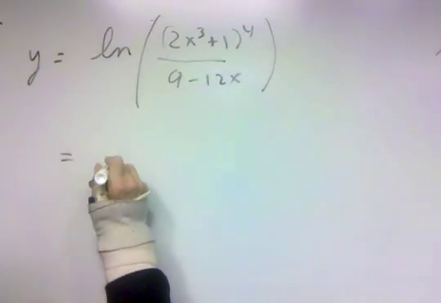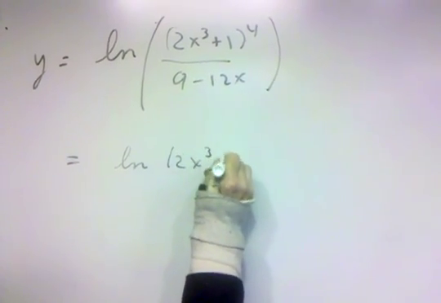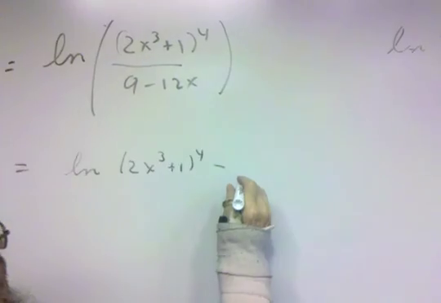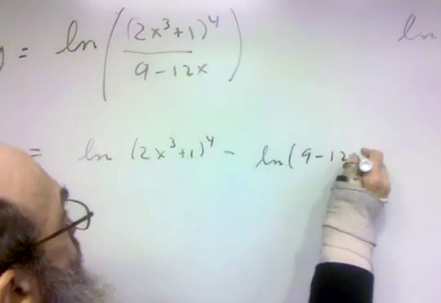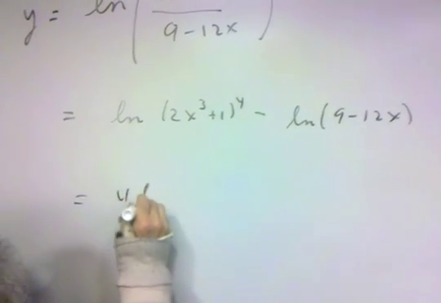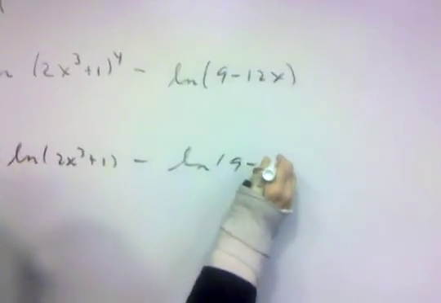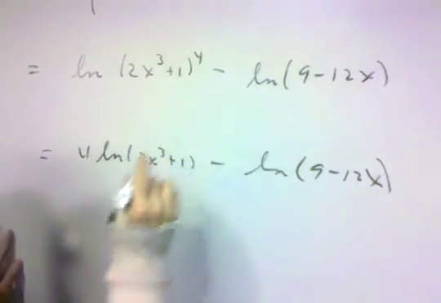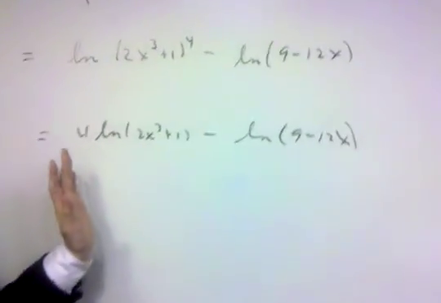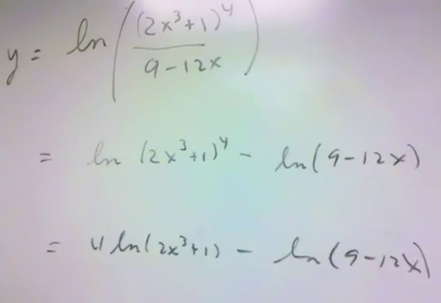Now we go back to this problem. First thing I want to do is simplify y before I can take the derivative. I'll use the subtraction rule to get the log of the top, 2x cubed plus 1 to the 4th power, minus the log of the bottom, the log of 9 minus 12x. Now we use that last rule, the exponent rule. This equals 4 times the log of 2x cubed plus 1 minus the log of 9 minus 12x. Now both these have x's and other numbers, but I no longer have something being multiplied, or strictly divided, or exponentiated. So I have to stop here, and now I will take the derivative.